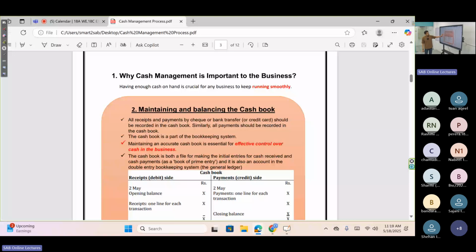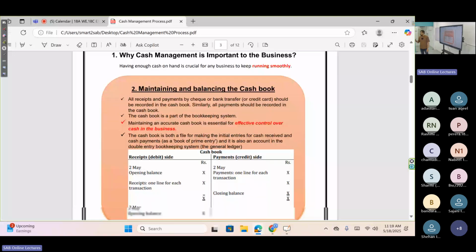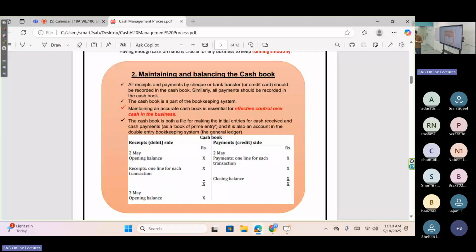So here, the first one, as I told, is the recording part. What I have written here is a summary of the brief introduction of the cash management process. First one, maintaining and balancing cash flow. Every transaction must be recorded in the cash flow. Here I have given what things are included in the cash flow.